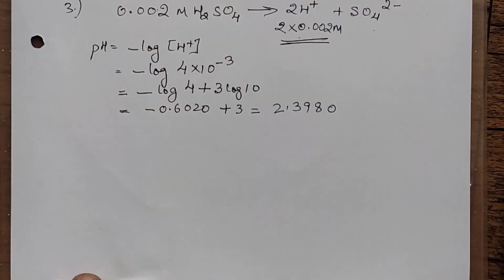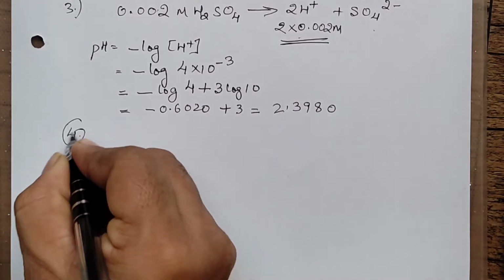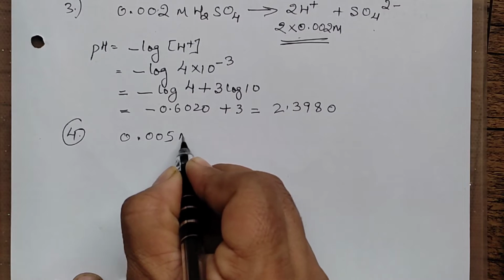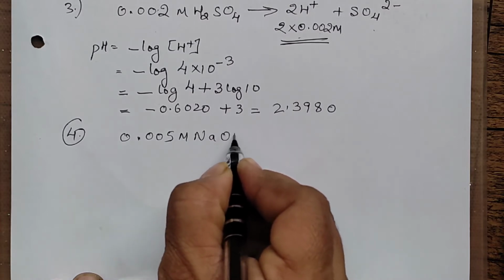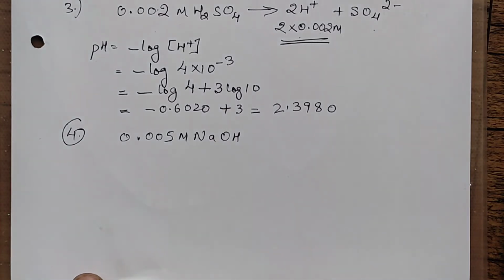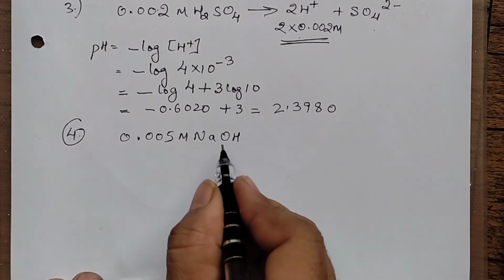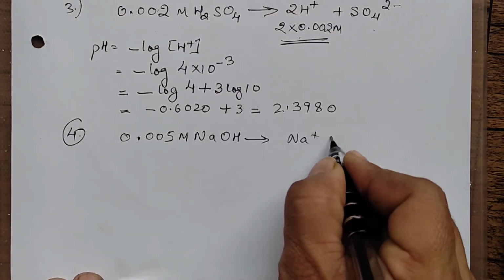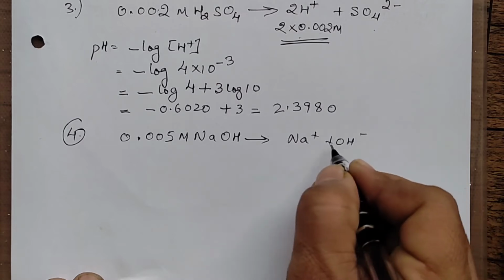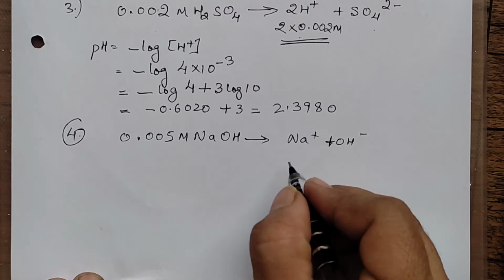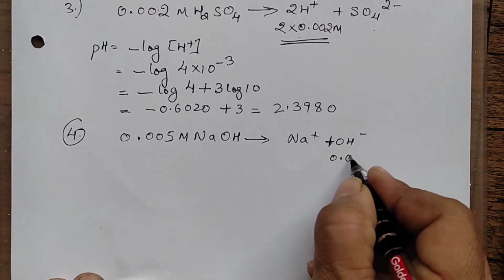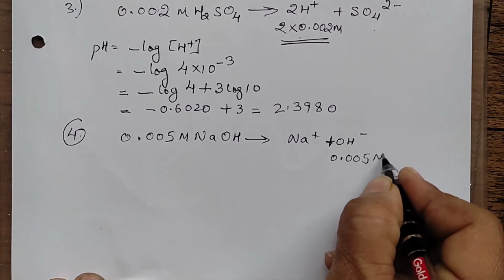Right. Now let us take some examples of bases. Say you have 0.005 molar NaOH and you are asked to calculate the pH of it. So this is base, right? It will ionize and give Na plus OH minus ion, right? So this is also a strong base. So whatever concentration is given for the base is also the concentration of OH minus ion.